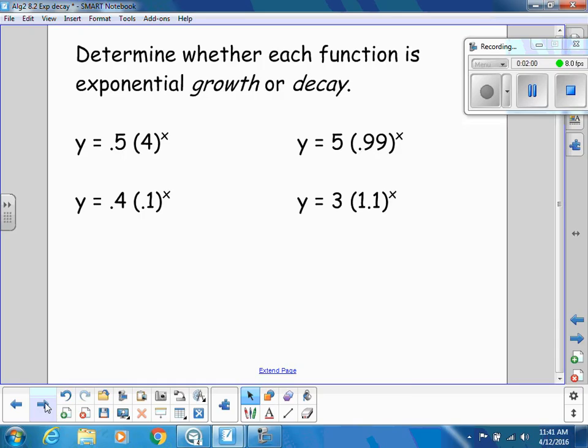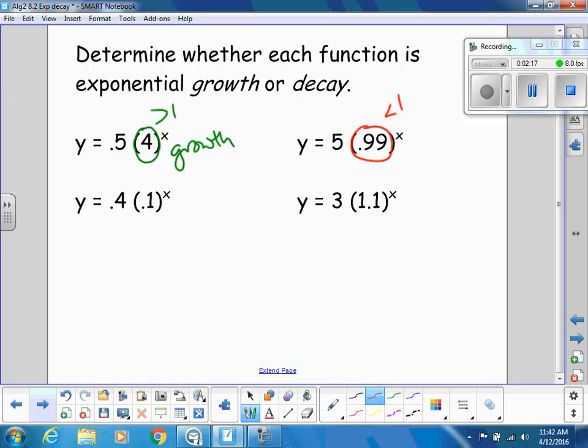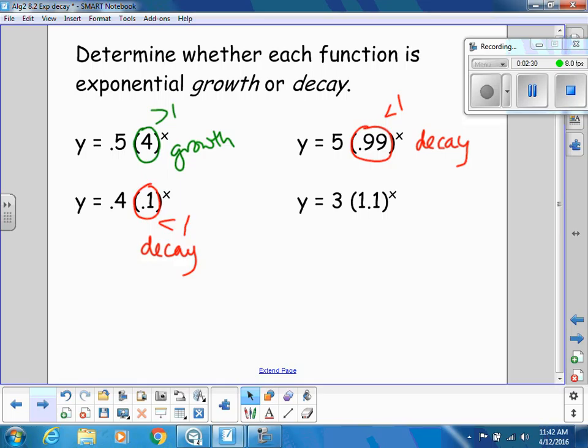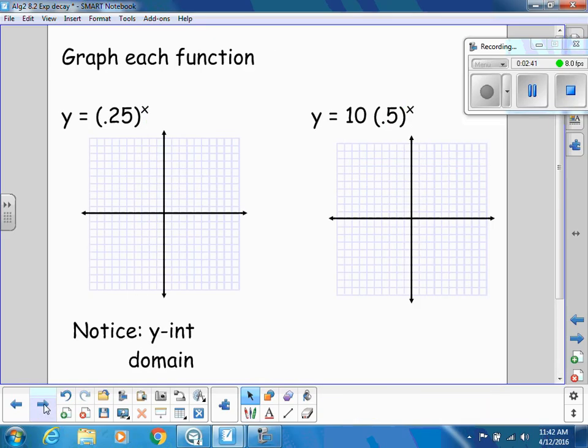So now let's go through these and see which one would be growth or decay. We're always looking at the b, the number that has the exponent on it. That's bigger than 1, so that means it's growth. This one over here, 0.99, that's smaller than 1, so that means it's decay. Over here, 0.1 is smaller than 1, so that's decay. And then over here, 1.1 is bigger than 1, so that is growth. Do you notice how I didn't even bother looking at the a value? That's not what we look at to determine whether it's growth or decay.